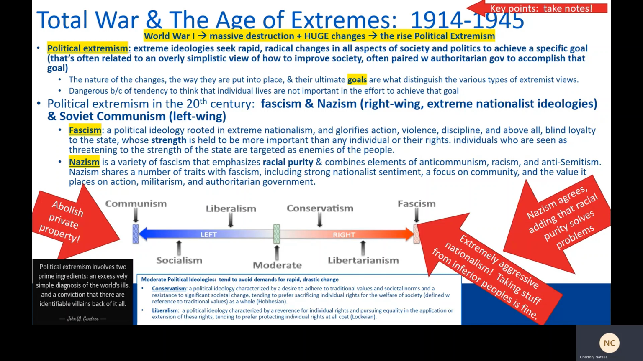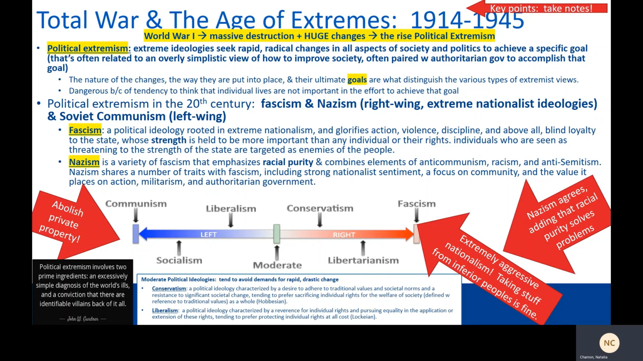All right, so I keep talking about political extremism. Here's what it was. Political extremism describes extreme ideologies that seek rapid, radical changes in all aspects of society and politics to achieve a specific goal that's often related to an overly simplistic view of how to improve society, often paired with authoritarian governments to accomplish that goal. So that's a lot. Here's what it means.